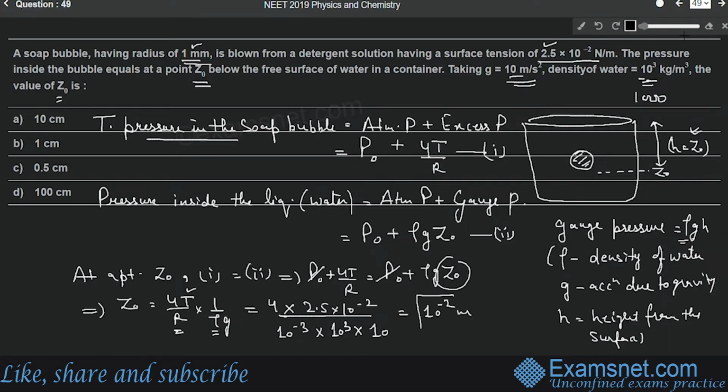Now we know that 10 to the power minus 2 meter is equal to 1 centimeter. So either 10 to the power minus 2 meter or 1 centimeter will be the answer. Here the options are given in centimeters, so option B will be the correct answer, 1 centimeter.